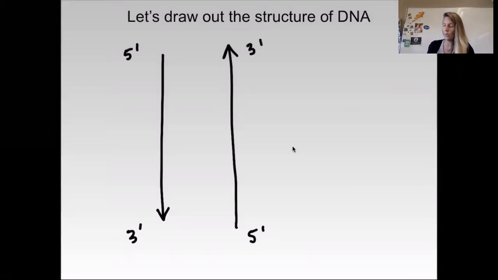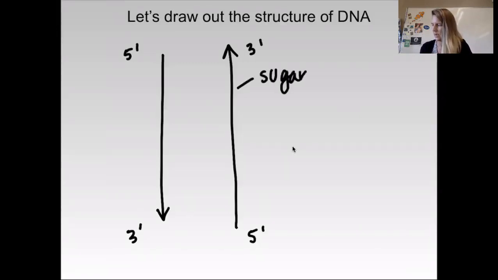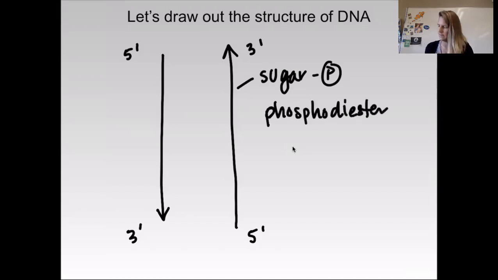Those bonds that are holding together this backbone that I've drawn are sugar phosphate bonds, right? Otherwise called phosphodiester bonds, for the backbones. And then towards the inside, we are putting our base pairs. And remember, anytime you have an adenine and a thymine, you're going to have 2 hydrogen bonds. If we had a cytosine and a guanine, we're going to have 3 hydrogen bonds, right?